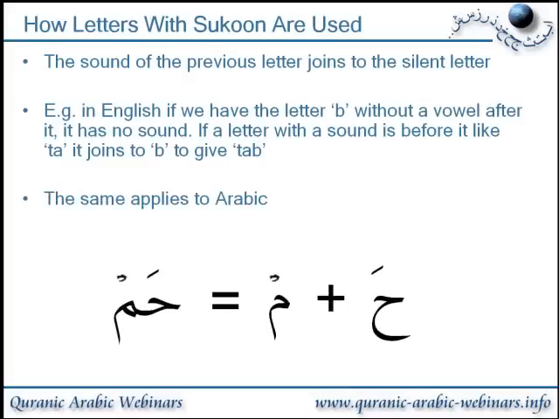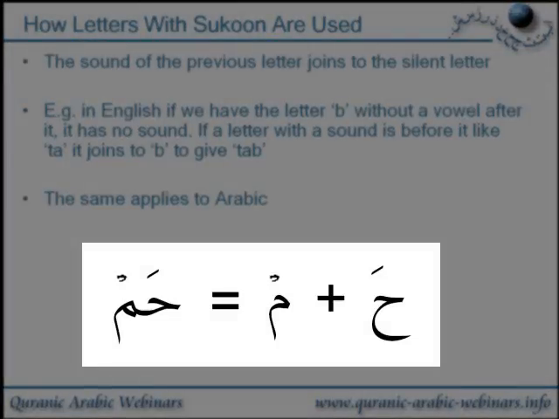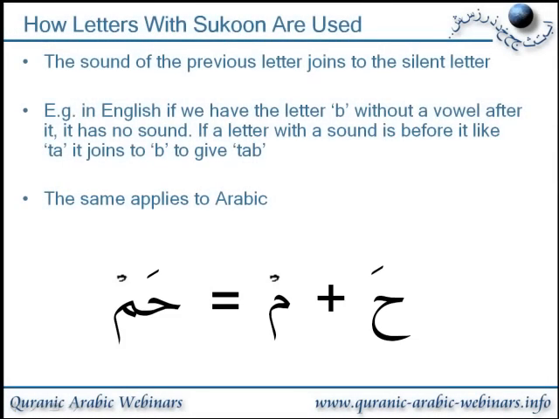Now the same applies in Arabic. Here we have the letter ha with fatha, so that would be ha, and then we have this meem with sukoon, so that means the meem has no sound of its own. So we join the ha sound to the meem, and what you're really joining is the ha sound to the m in the meem, so it becomes ham. Written together, we have the ha with fatha and the meem with sukoon, so it's ham. Now any letter with a sukoon on it is known as a sakin letter, so the meem with a sukoon on it is known as meem sakin.